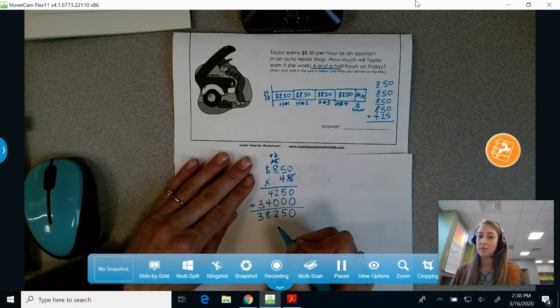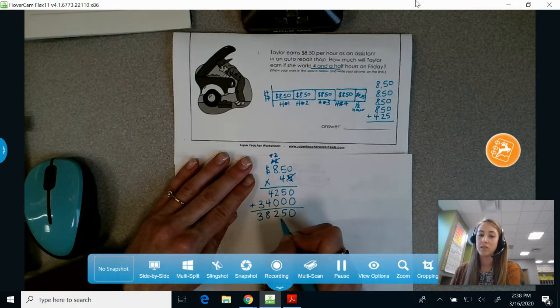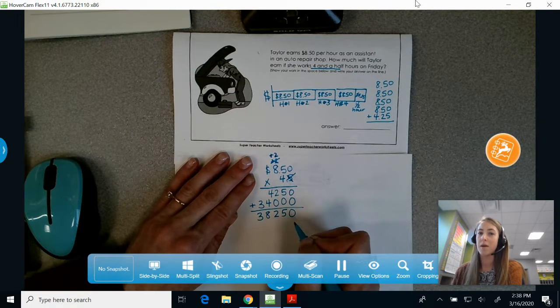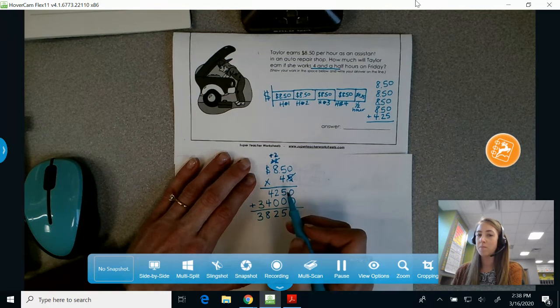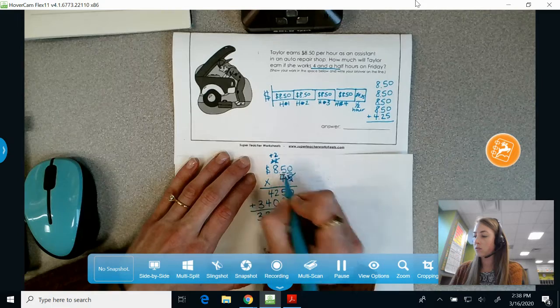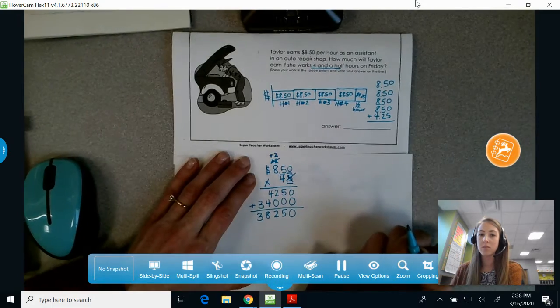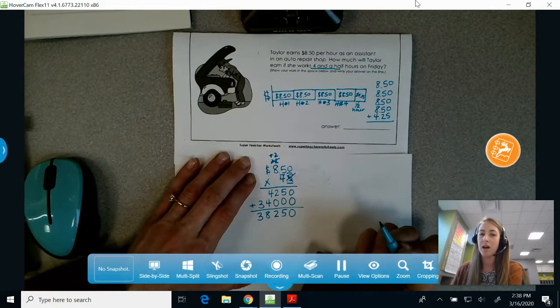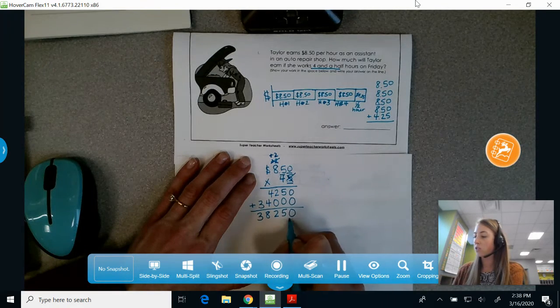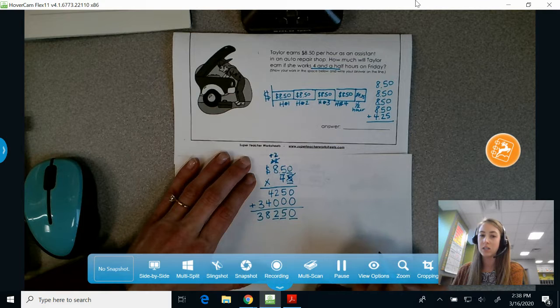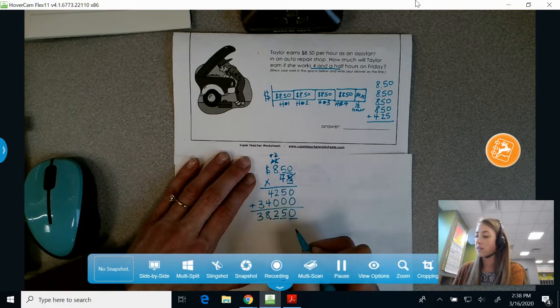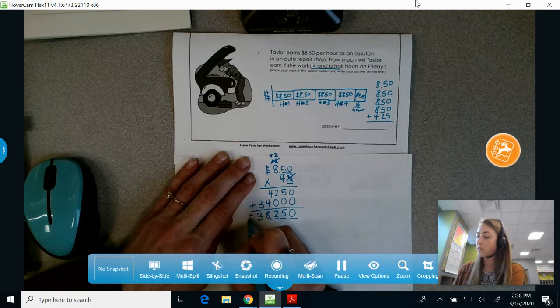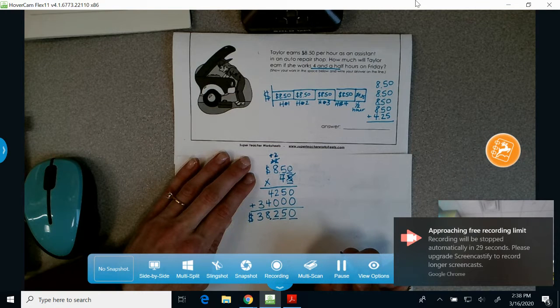Now, it would not make sense for me to say that my answer is 38,250 because I'm talking about money. In my original problem, I had 850 times 4.5. So I had 1, 2, 3 digits that were behind my decimal place. So I need to make sure that I have 1, 2, 3 digits that are behind my decimal place in the answer. And so that would bring me to $38.25.